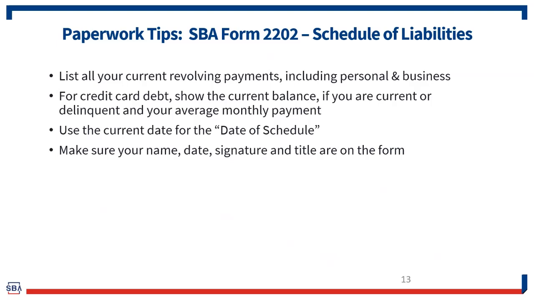You want to use the current date for the date of schedule line that's at the top of the form. And then, of course, making sure your name, date, signature, and title are on the form. This one is not as critical with the no typos thing as the 4506T is, but definitely do your best to try to make this as accurate as possible. And again, call the district offices if you have any questions on that.